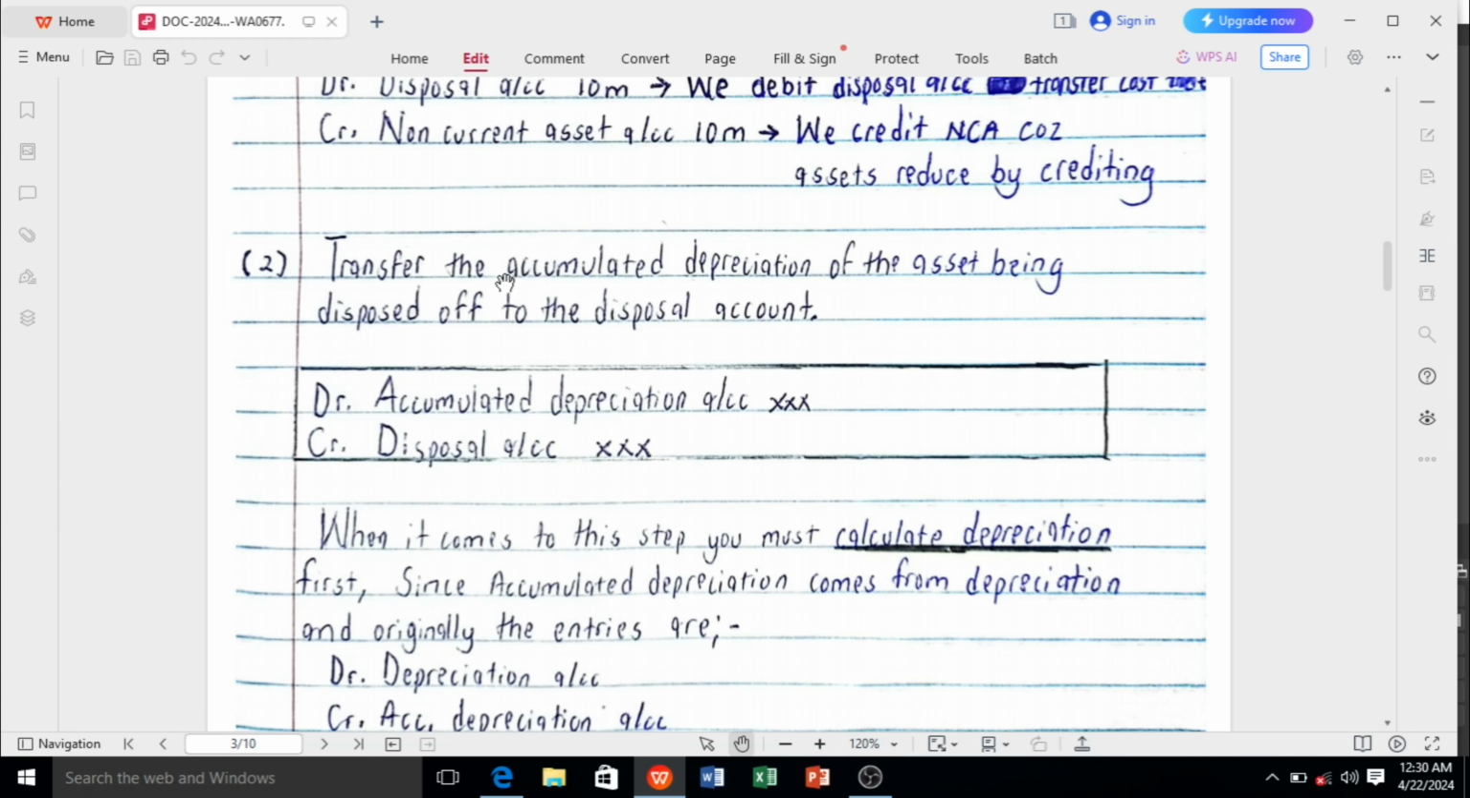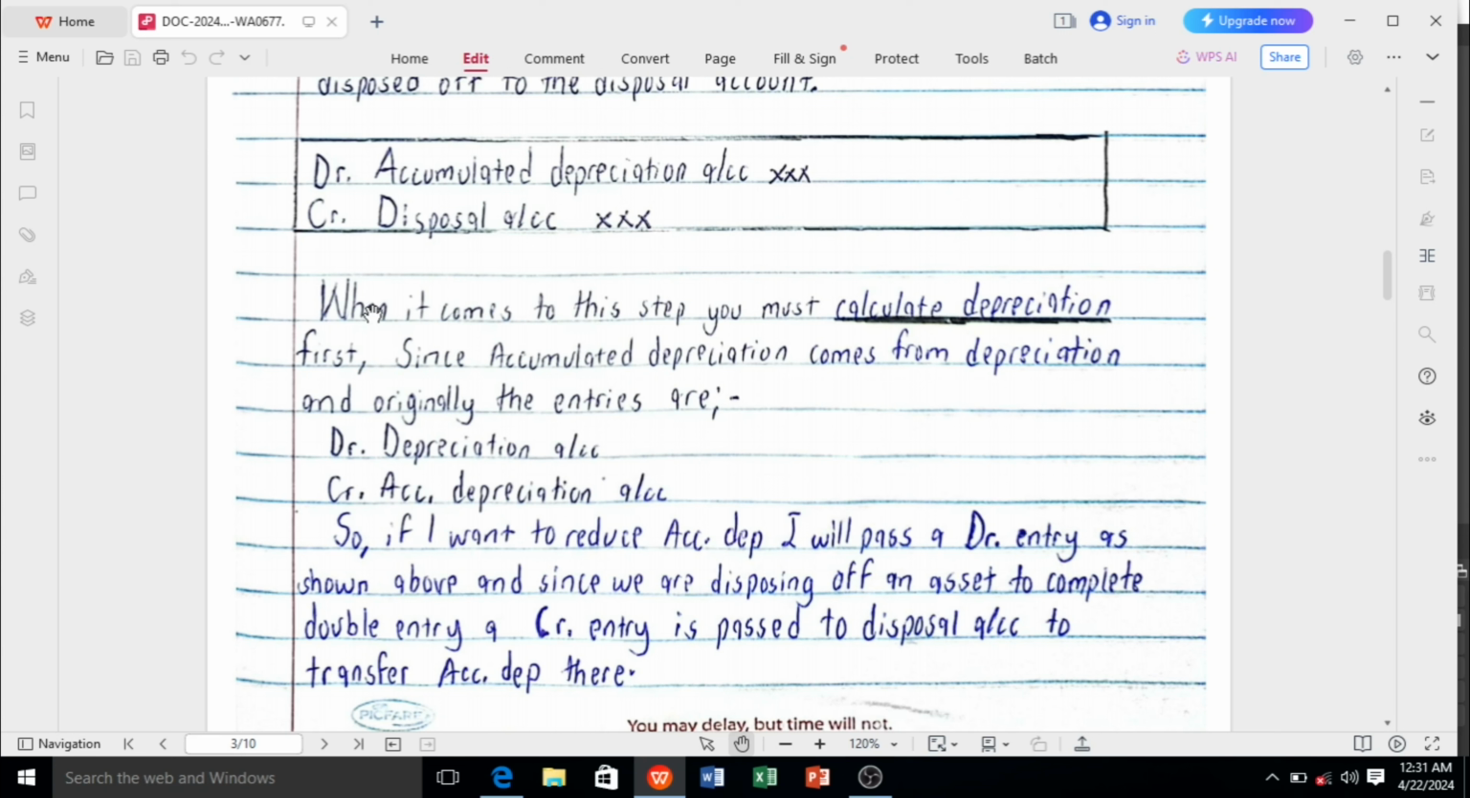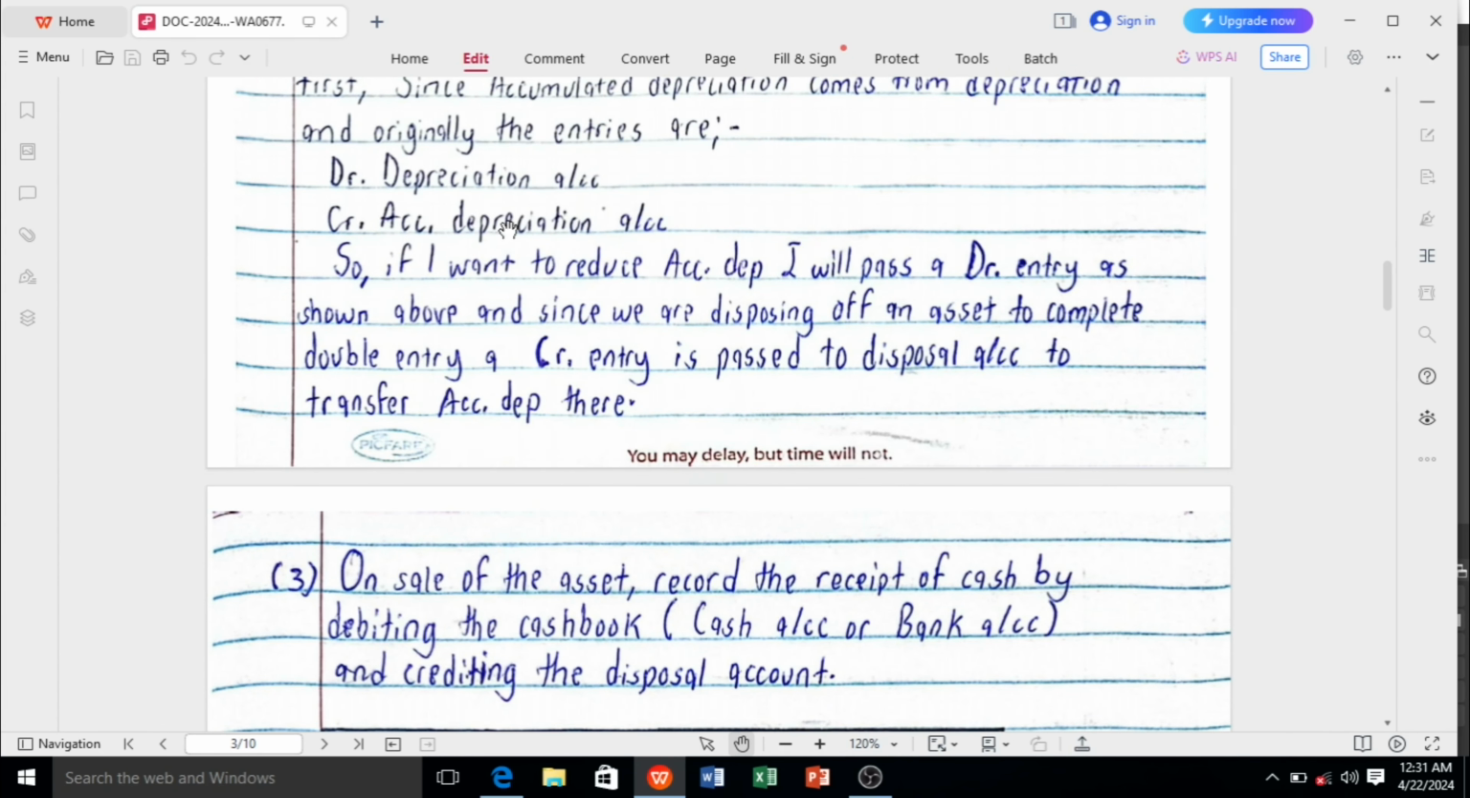Then transfer the accumulated depreciation of the asset being disposed of to the disposal account. This is the double entry: we are going to debit the accumulated depreciation account and then credit the disposal account. When it comes to this step, you must calculate depreciation first, since accumulated depreciation comes from depreciation. Originally, the entries are you debit depreciation and then credit accumulated depreciation. So if I want to reduce accumulated depreciation, I will just pass a debit entry as shown above.